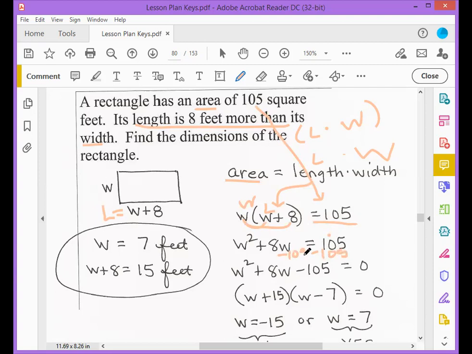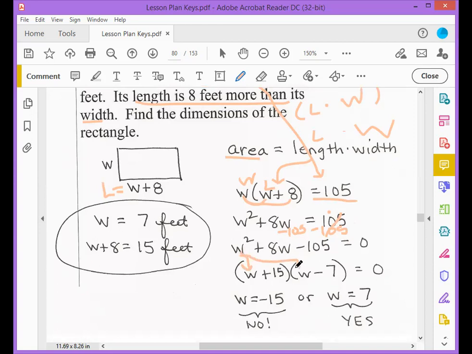Now when we do that, the 105s will cancel. On the right side, we carry down 0. And on the left side, we'll have W squared plus 8W minus 105. See, this trinomial can be factored. We're factoring the W squared using W and W. And we factor negative 105 using 15 and minus 7.